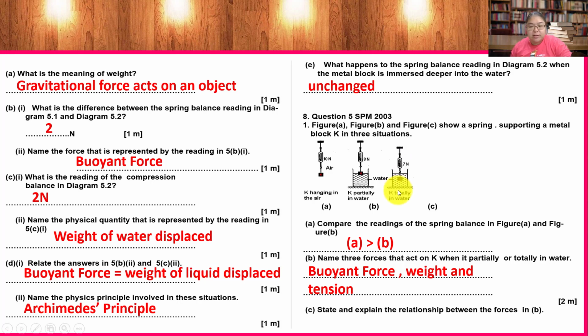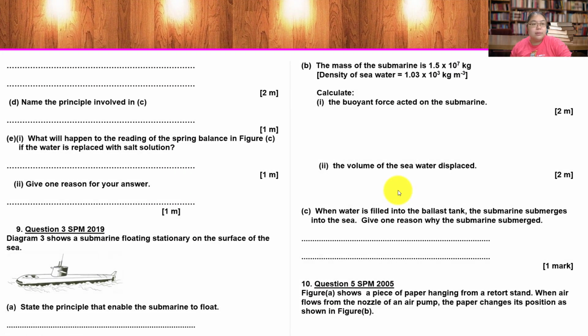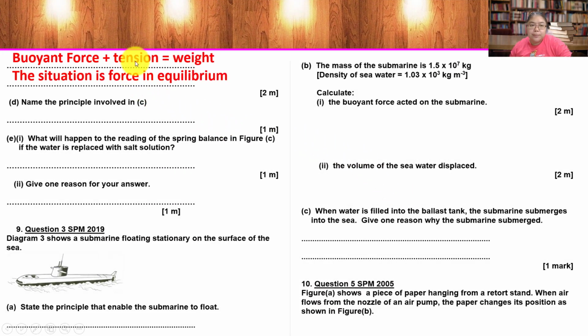Okay, now we write the answer. Buoyant force plus tension is equal to the weight. Okay, because it is 2 marks, that means you need to add one more sentence. Why do I say this? Because this situation, we call it an equilibrium.